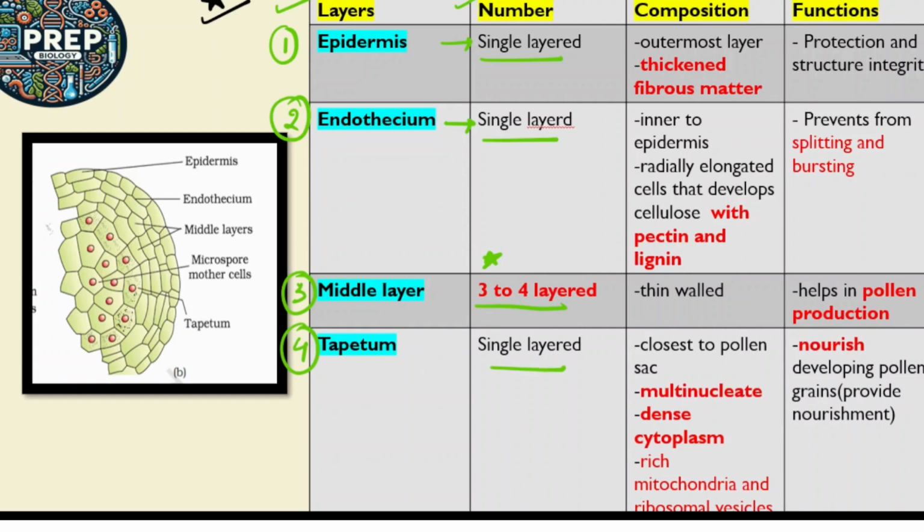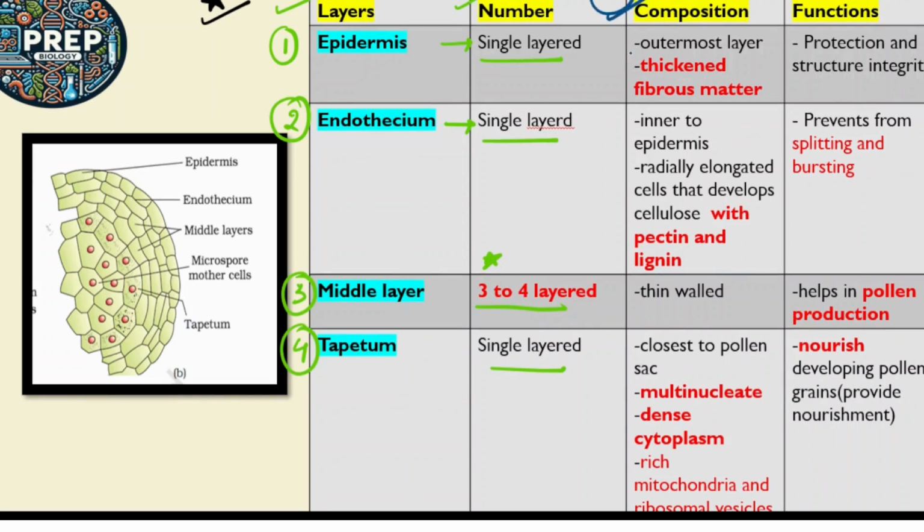Now, if we see the composition of each layer, this composition of each layer is very important. Epidermis is the outermost layer and it is thickened. It is made up of thickened fibrous matter. They have fiber-like thickenings present inside it.